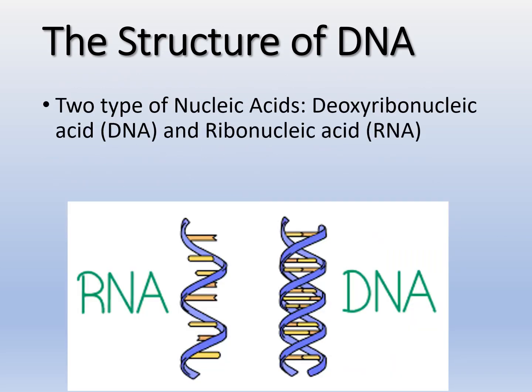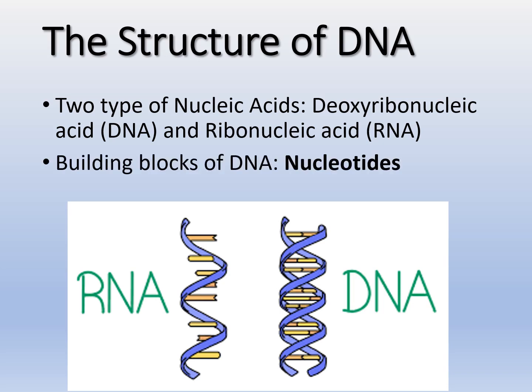So what is the structure of DNA? We've got two types of nucleic acids. If we go back to our talk about organic molecules, right? We talked about deoxyribonucleic acid, which is DNA, and ribonucleic acid, which is RNA. And the building blocks of DNA are those nucleotides. So we talked about nucleotides, being four different types, right? Named after their different bases. So we'll talk a little bit more about that.